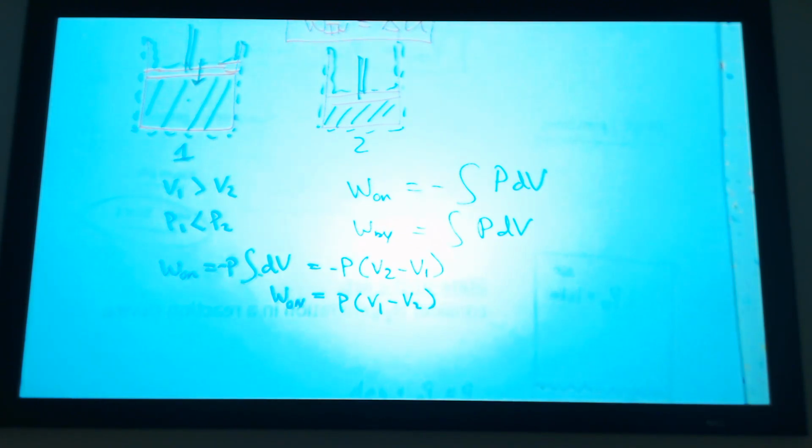But I mean, I could put pressure in here. It'd still be the same thing. It's just I wouldn't be able to have a nice expression. I could still increase the pressure. It would still end up being work on the system.